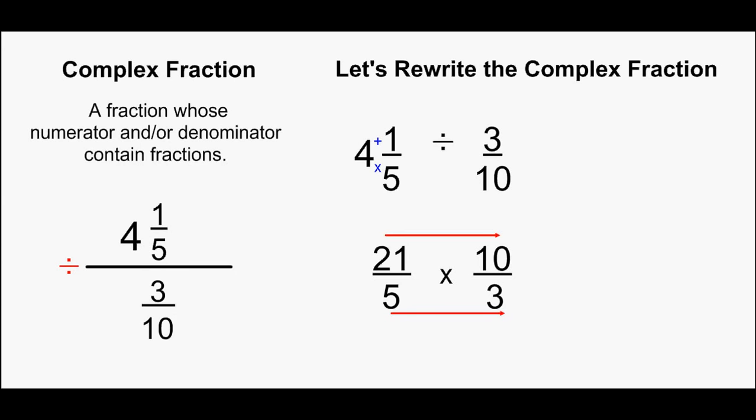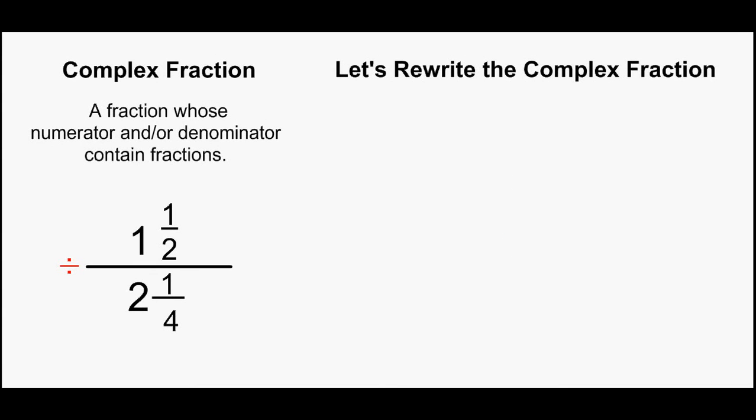So now we will take 21/5 times 10/3. Multiply straight across. We have 21 times 10 is 210. 5 times 3 is 15. Let's reduce this. 210 divided by 15 equals 14.